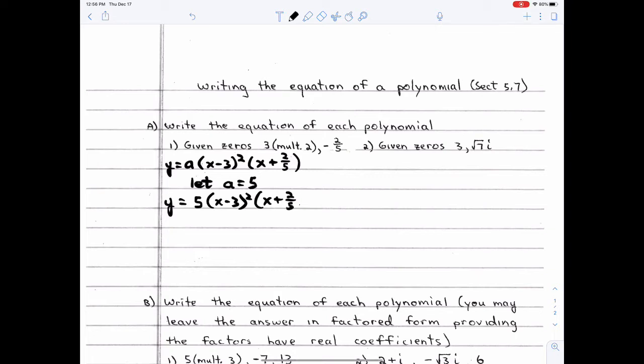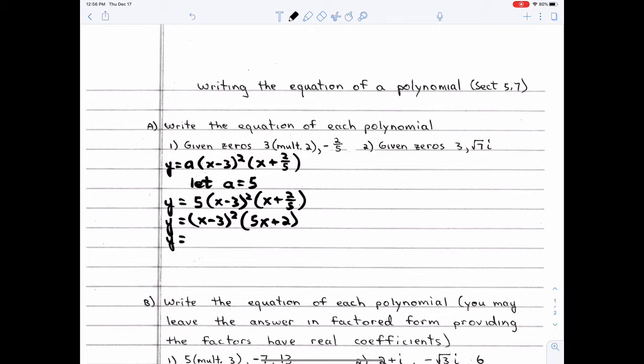Remember, these are factors. So do I give the 5 to every factor? No, I give it to one of them. And it doesn't make any sense to give it to the x minus 3, because why did I pick 5 in the first place? So I could give it to the x plus 2/5. So let's give it to the x plus 2/5. So it's x minus 3 quantity squared, and if I give the 5 to the x plus 2/5, it's 5x plus 2. And now I just multiply it out.